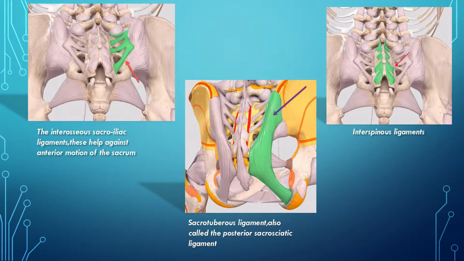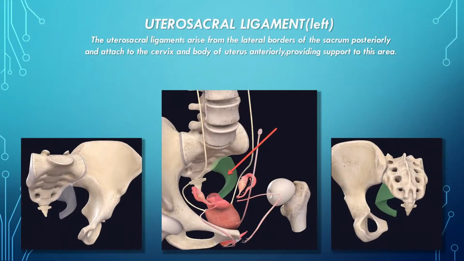On the back of the sacrum we have the interosseous sacroiliac ligaments. These help against the anterior motion of the sacrum. In the middle is the sacrotuberous ligament, also called the posterior sacrosciatic ligament. On the right is the interspinous ligaments. The uterosacral ligament on the left. The uterosacral ligaments rise from the lateral borders of the sacrum posteriorly and attach to the cervix and body of the uterus, providing support.